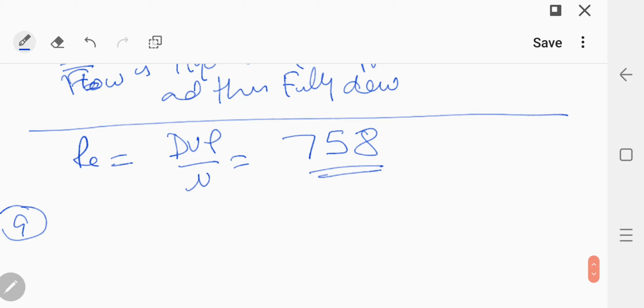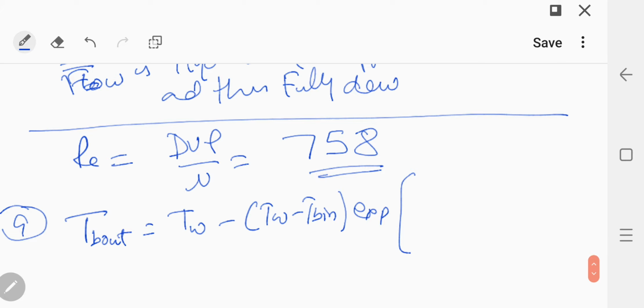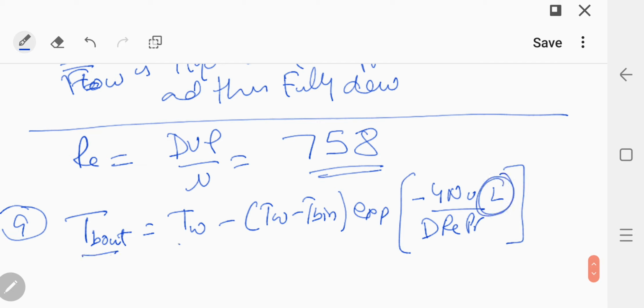Now part A, wall temperature conditions. For the wall temperature condition, the profile is TB out is TW minus TB in, exponential of minus 4 Nusselt by Re Pr into L by D. So from here we can calculate the length, because we know TB out, we know the wall temperature, we know the Nusselt number, Reynolds number, Prandtl number, and D. Clear? So based upon all these terms, we can calculate the length.